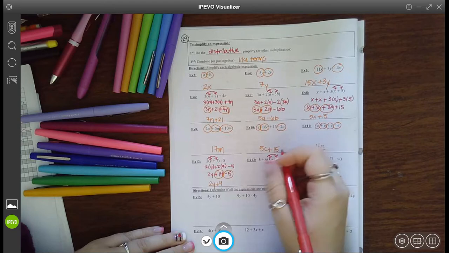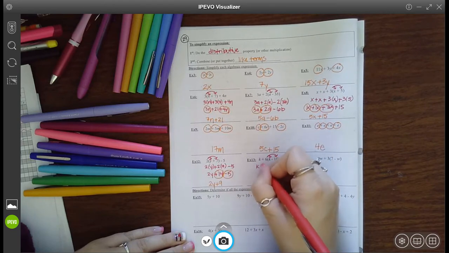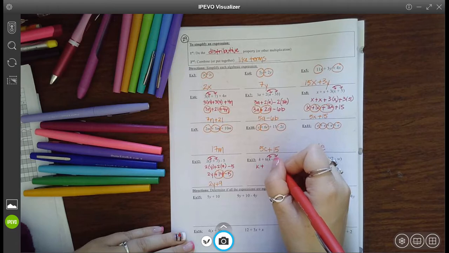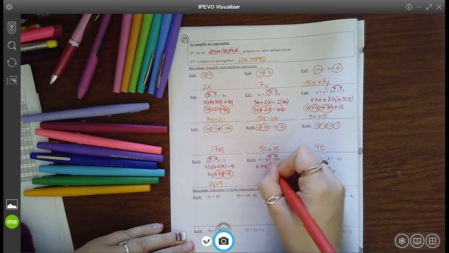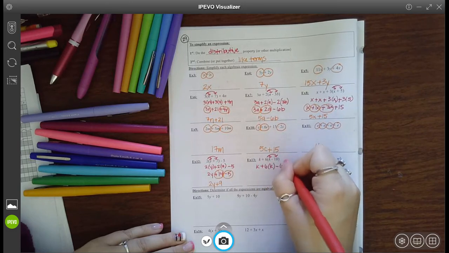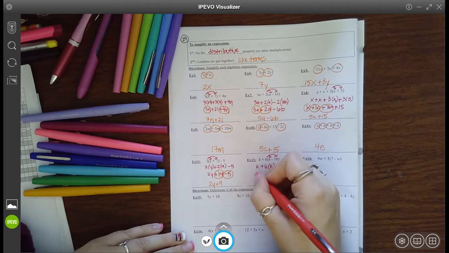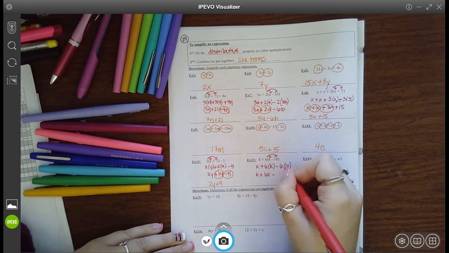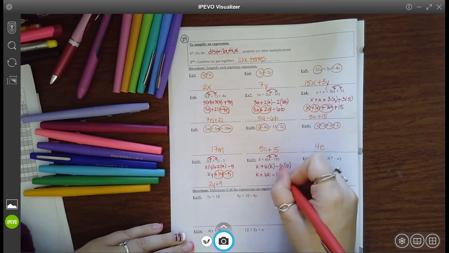Distribute. So bring down that k, because the 6 is only being distributed to the numbers inside of the parentheses that it's in front of. So 6 times k, bring down that sign in between, and 6 times 10. So k plus 6k minus 6 times 10 is 60.